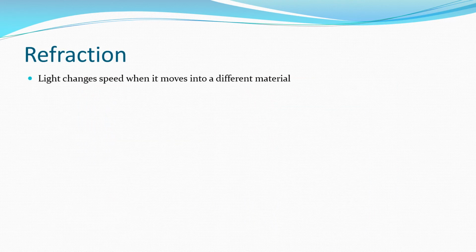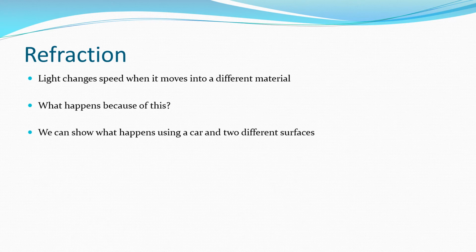So the key bit to refraction, and a very important thing you need to remember, and we'll highlight it at the end, is that light changes speed when it moves into a different material. So we should know by now that the speed of light in air is 3 × 10⁸ meters per second. When that light goes into a different material, so for example when it goes into glass, going through a window, it changes speed. Okay? What happens because of this? And we're going to use a little analogy here. So we're going to think of it in other terms first to make sure we're super familiar with it.